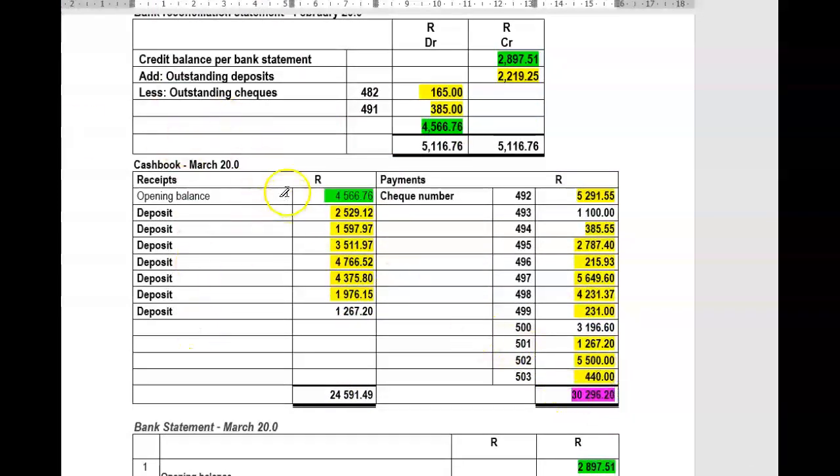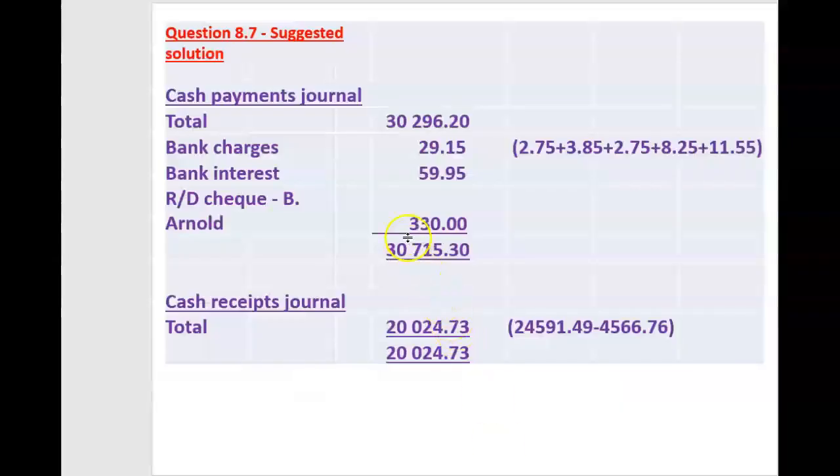Okay. Then that is our payments, and that's going to go to the credit side of our bank account. Our bank account in the ledger will open up with a 456670. So therefore the cash book receipts cannot be 24,000. It must be 24,000 less the 456676. So cash book receipts journal, the 24591 less the 4566. Right, there's our payments journal.